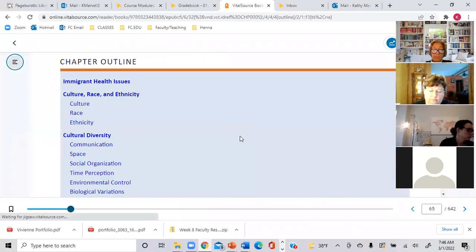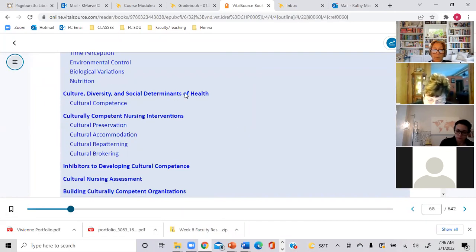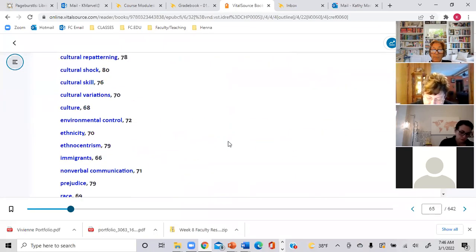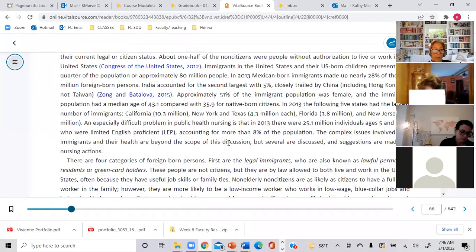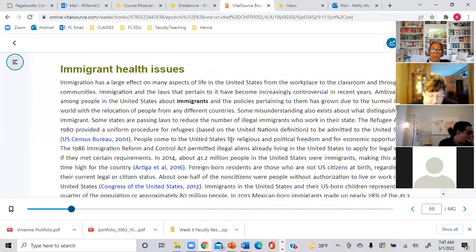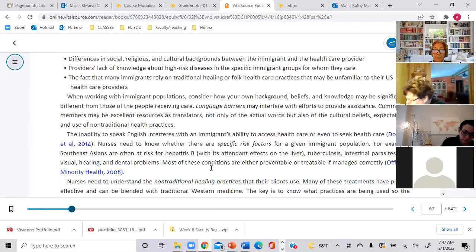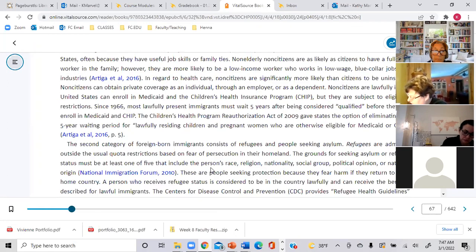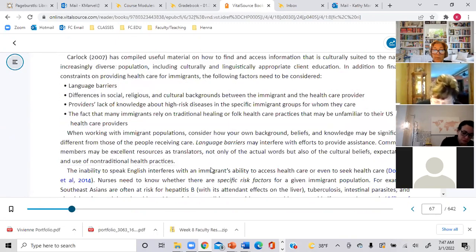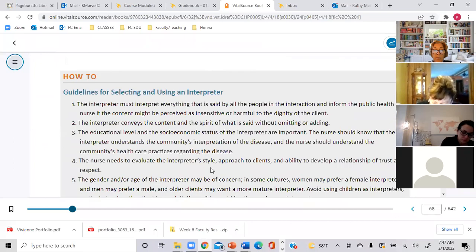So we just went through all of this in our outline. Again, we need to understand the difference between immigrants and refugees. The immigrant section is on page 66. You need to have a look at that. And there are some differences. A lot of the issues are going to be the same.